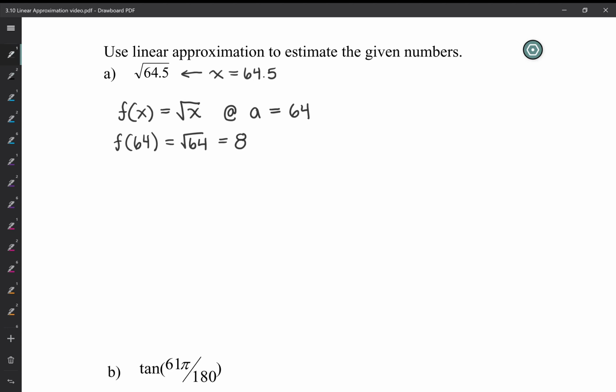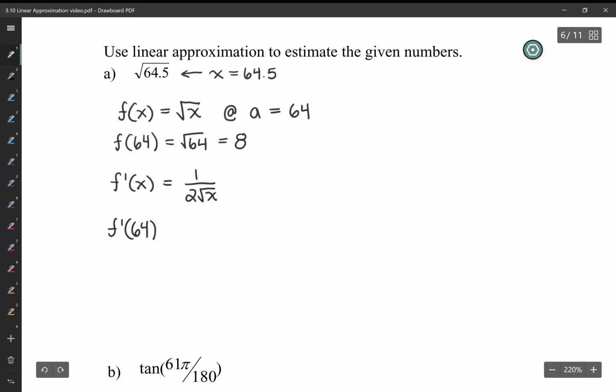So we have a and we have f of a. In order to find f prime of a, we have to first take the derivative of f of x. The derivative of the square root of x is 1 over 2 root x. We can then use this to find f prime of 64, which is equal to 1 over 2 times the square root of 64, which is 1 over 2 times 8, which is 1/16. We now have a, f of a, and f prime of a, so we can find our linear approximation.